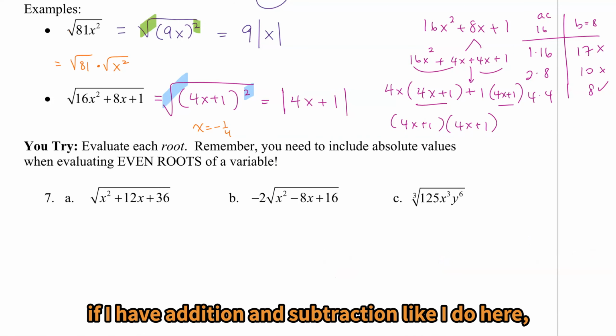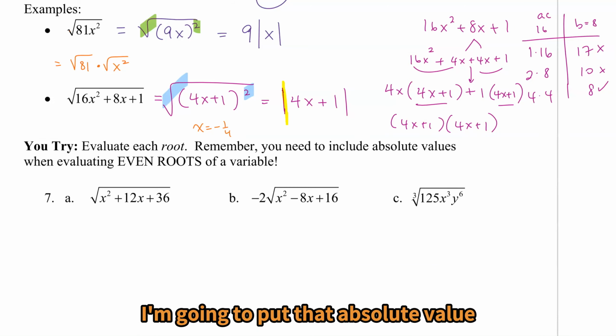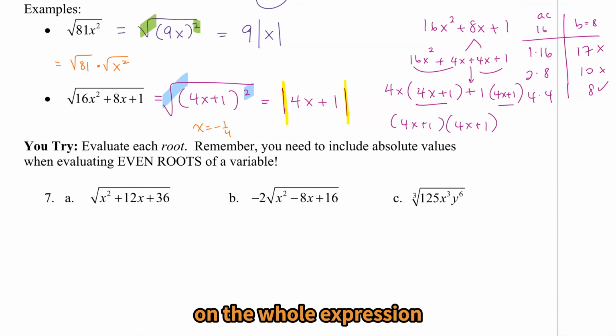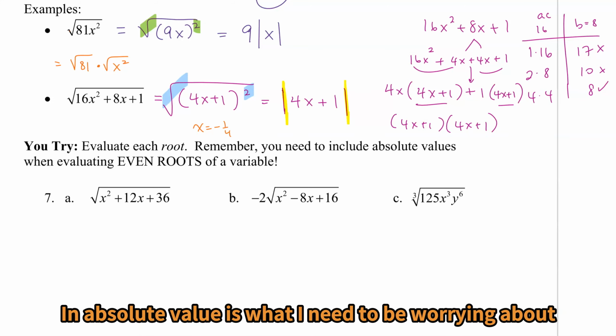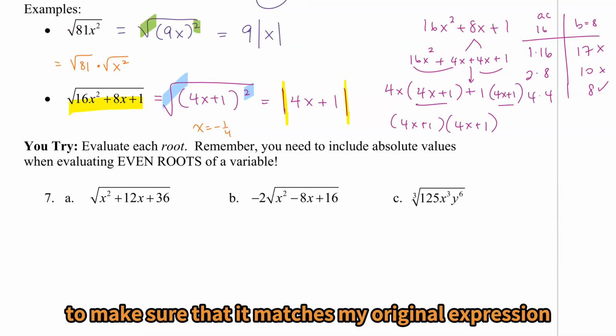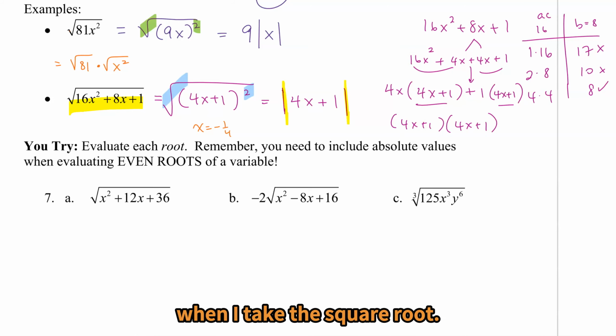If I have addition and subtraction like I do here, I'm going to put that absolute value on the whole expression, because the whole expression in absolute value is what I need to worry about to make sure that it matches my original expression when I take the square root.